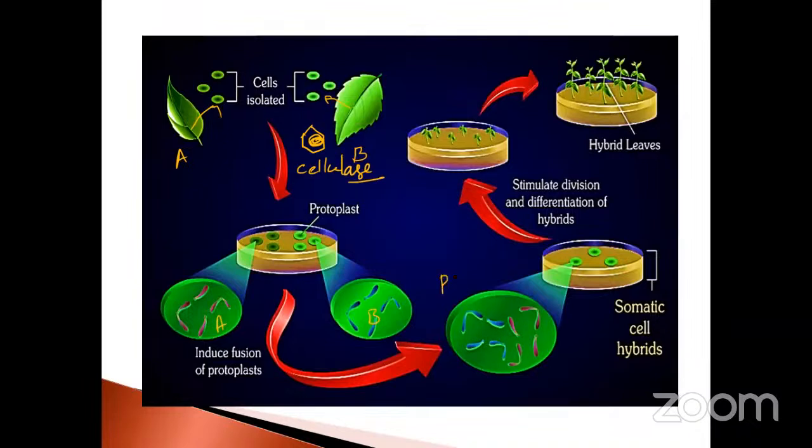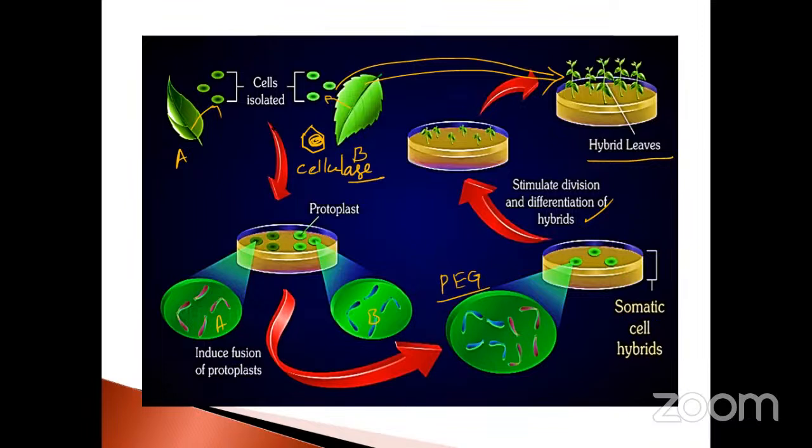That is also PEG. Already told you, PEG. After that, they undergo cell division process. Okay. After that, it also automatically stimulates the divisions and the differentiation of the hybrids. Then again, it will be hybrid leaves. From the cell to the entire plant. Okay, this is very, very important. This is also formed from the somatic cell hybrid.